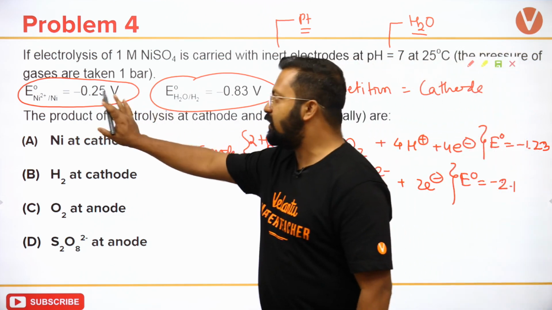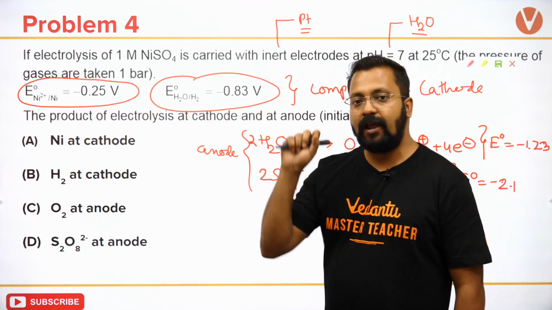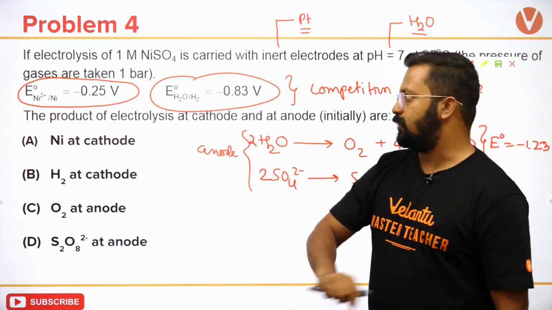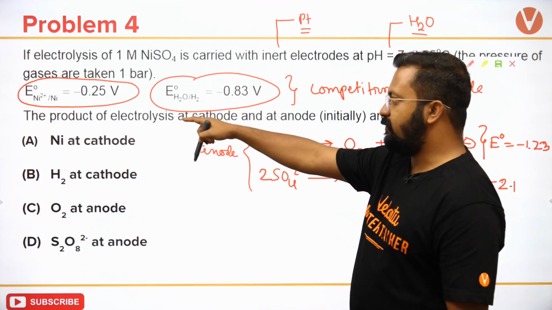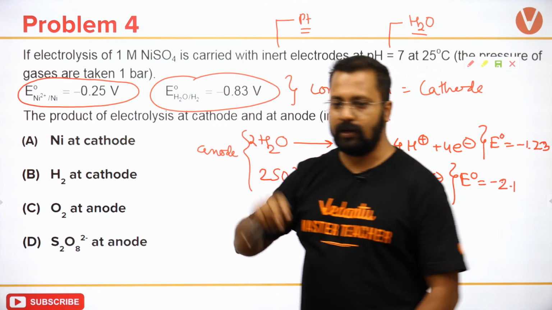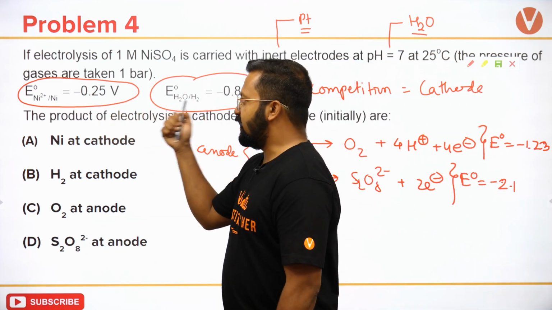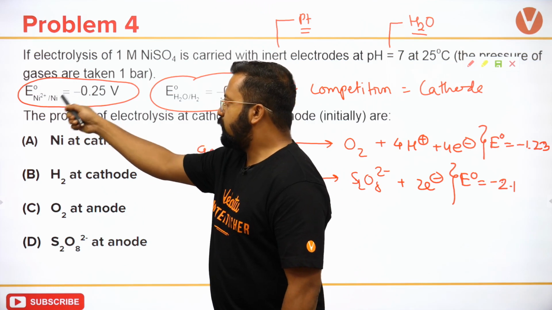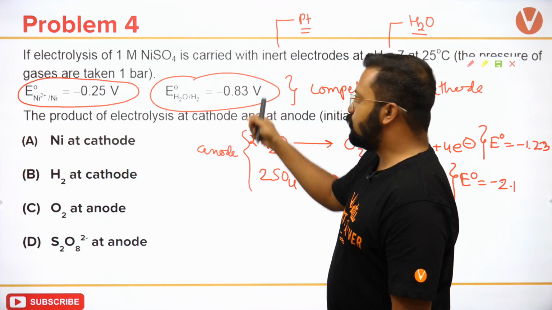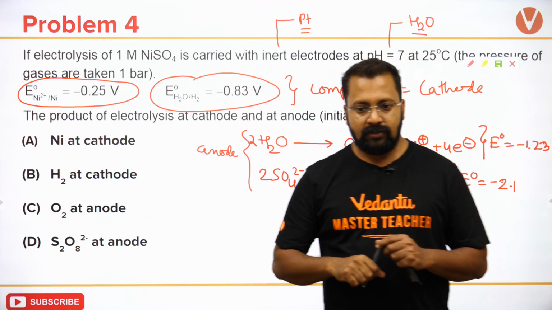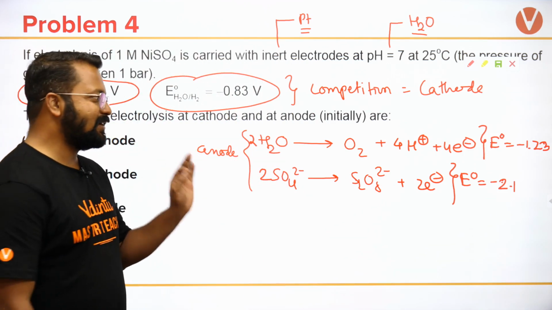Del G तो negative मिल नहीं सकता है क्योंकि E naught is negative. So I have to look for as less positive value as possible. So which will give a lesser positive value between first one and second one. Okay? Between first one and second one, E naught Ni2 plus Ni minus 0.25, E naught H2O H2 minus 0.83, which will give a minus 1.23 is its E naught value.